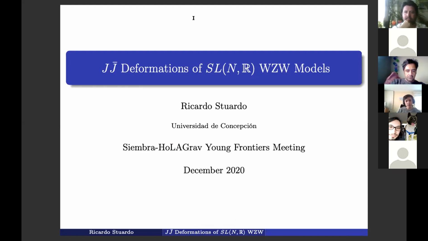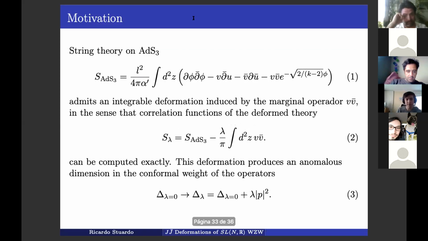This talk is based on our work in progress with Gaston Giribet, our chairman. And I'm going to present one of our main results, namely a generalization of the marginal deformation of string theory in AdS3 that was recently proposed by Giveon and Kutasov, and that is somehow related to the TT-bar deformation of the boundary CFT. As an outline, I'm going to start by reviewing the string theory in AdS3 case, and then I will show our proposition and results. Next slide, please.